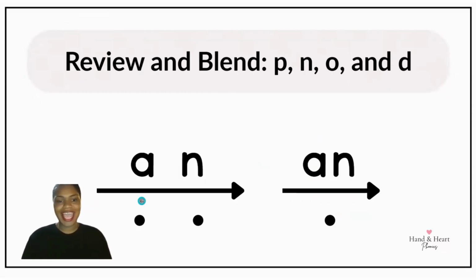We're going to start with the letters A and N. When we blend the letters A and N together, they do not say an. They say an. Listen again. An. When A and N come together, they say an. You try. Very good. Yes, this is the word an. Say it. An by yourself. Wonderful. This is the word an.